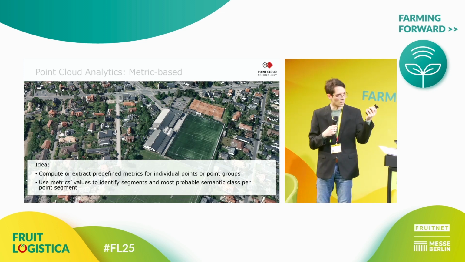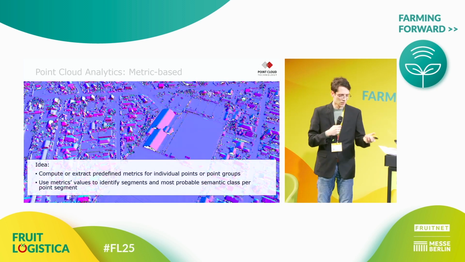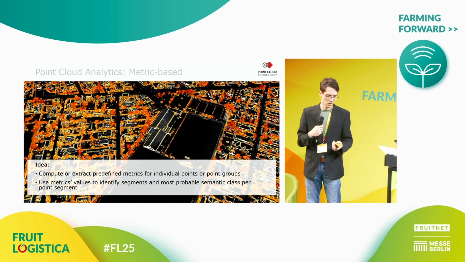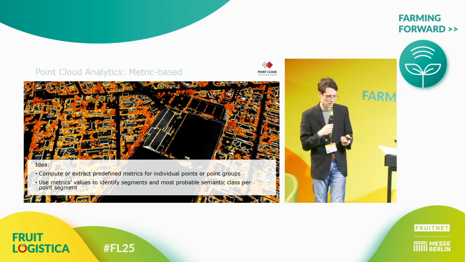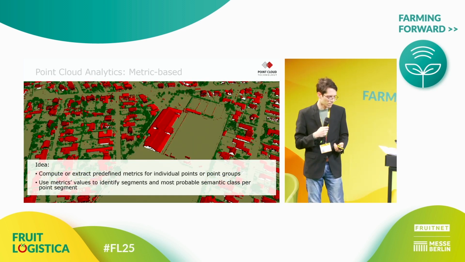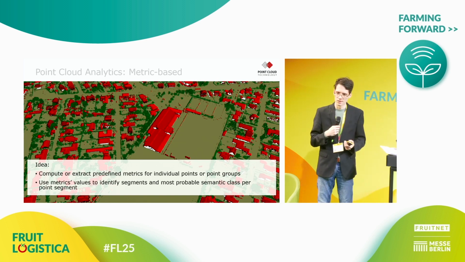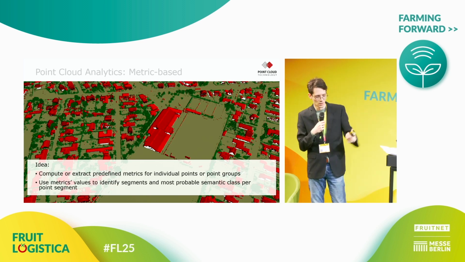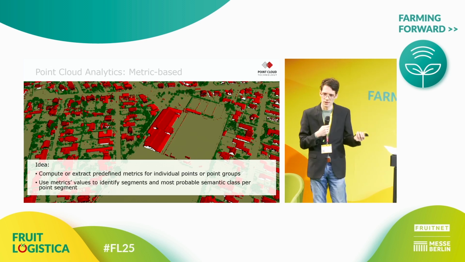That could be different color values, RGB color, infrared color, surface normals for each point, the localized surface curvature, and all these different metrics can then be used in a rule-based system to identify the most likely semantic class per point. And that works decent enough when you have few classes with clearly distinct surface characteristics. In this example, we only have to differentiate between flat building roofs, ground, and fuzzy vegetation.